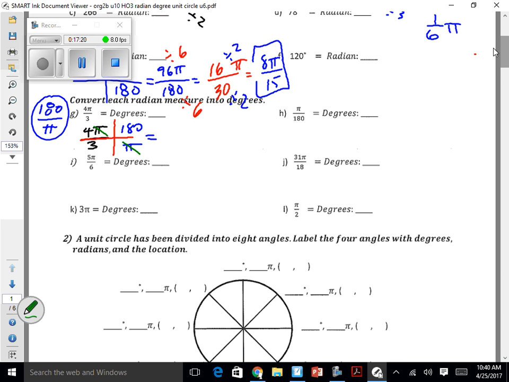We're multiplying. So let's do first 4 times 180, it was 720. And then divided by 3 was 240. Take a look at it. Punch it in your calculator just to make sure yours does the same thing.